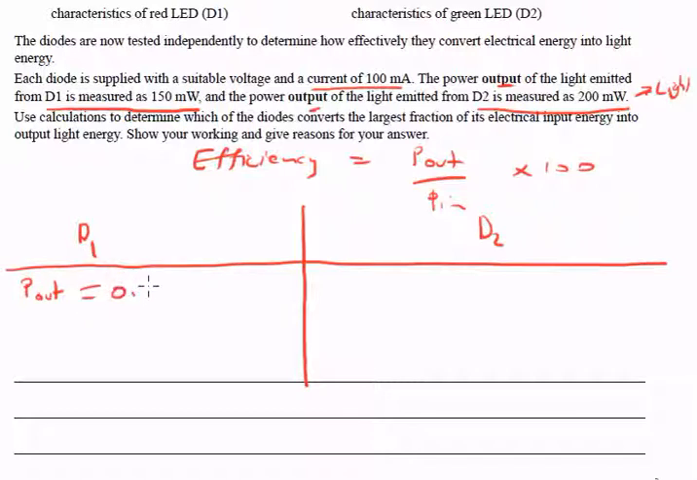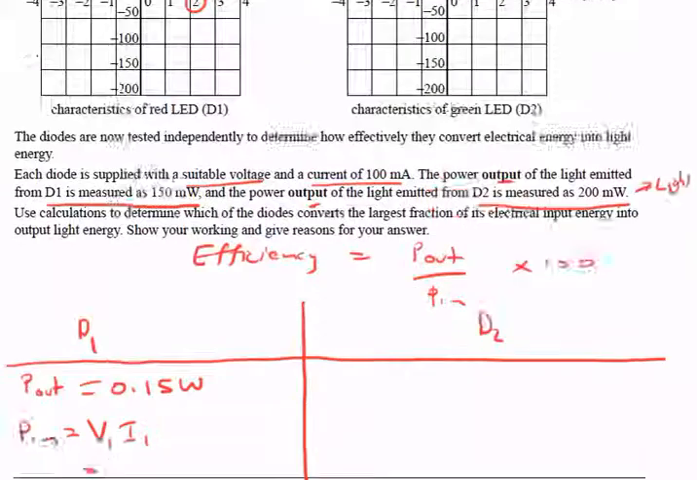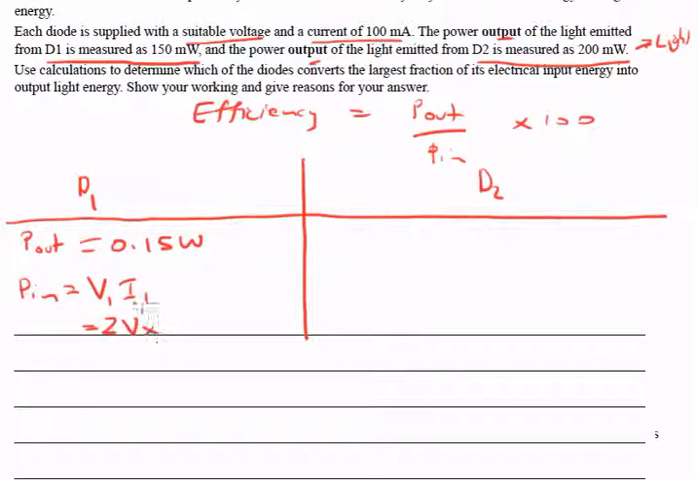Let's write that in watts. That's 150 milliwatts in watts because I divided by 1,000. Cool. Do I have the power input for D1? No, I don't. So what I need to work out is the power input. But I know that it's just voltage times current. Now, what's the voltage in D1? Does it say it here? It just says a suitable voltage. But if you go back a few pages to your graph, D1 only ever takes 2 volts. Well, that's its threshold voltage. So 2 volts times current of 100 milliamps. 100 milliamps is 0.1 amps. 2 times 0.1 is 0.2 watts.